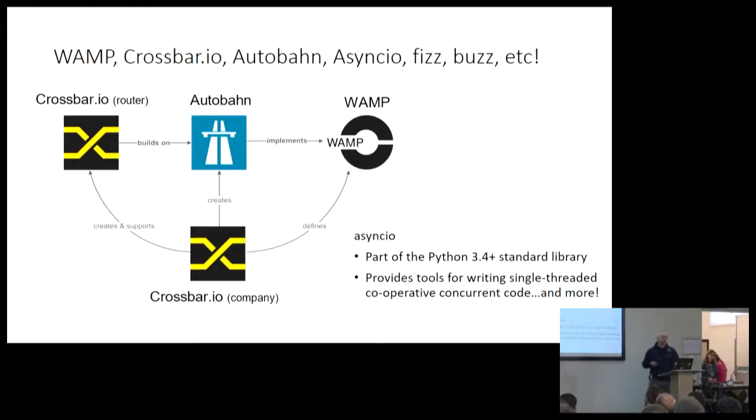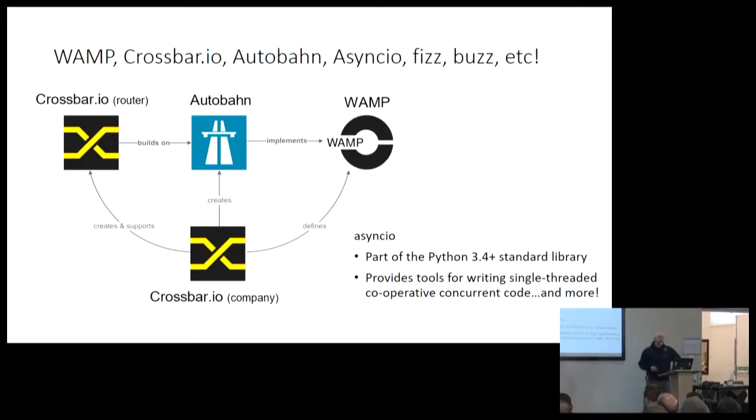WAMP. Okay, so WAMP is the Web Application Messaging Protocol. It's an open standard for routed RPC and PubSub. This standard is developed by a company formerly called Tavendo. They've now rebranded themselves as Crossbar.io, which is a little bit confusing given that the software they produce is also Crossbar.io. So Autobahn is a library that implements the WAMP standard on top of WebSockets. And Crossbar is a WAMP router which is implemented using Autobahn. And then obviously Crossbar.io, the company, they maintain Autobahn and the Crossbar.io router software.